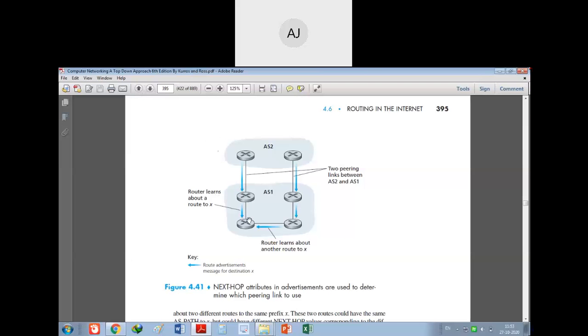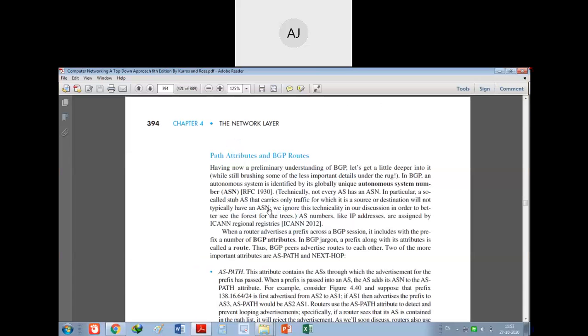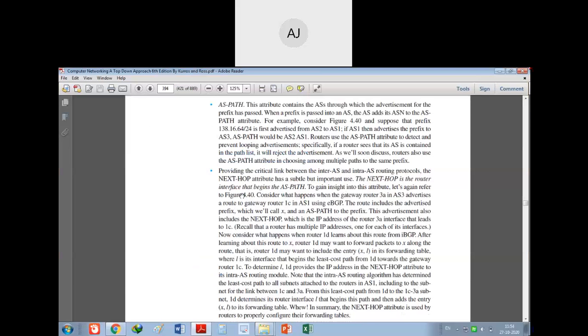Now how many hops does it require? That is the major issue here. You can give the example: this is x, this is y, and this you can use as a next hop. So the next hop is the router interface that begins the AS path, for which the source and destination are connected, and wherever intermediate nodes or routers are available, that is called the next hop. This next hop will be responsible for communicating between source and destination.